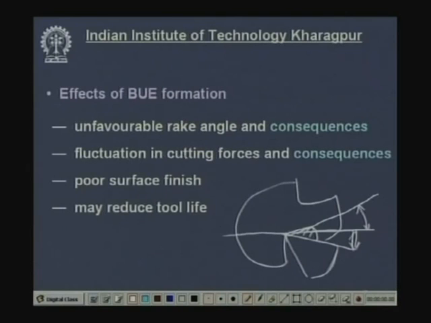Next effect, fluctuation in cutting forces. As I told you, the built up edge develops and goes out, again develops and goes out. Because of that, the force on the cutting tool and machine tool keeps on fluctuating. The fluctuation in force causes vibration and quick damage of the cutting tool, worsening of the surface finish of the job, and damage to the health of the machine tool also. Poor surface finish: the built up edge overflows, comes into the finished area and damages the finished surface. It may reduce tool life, yes.